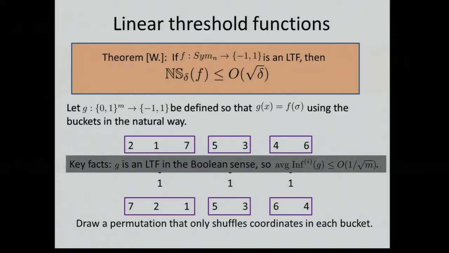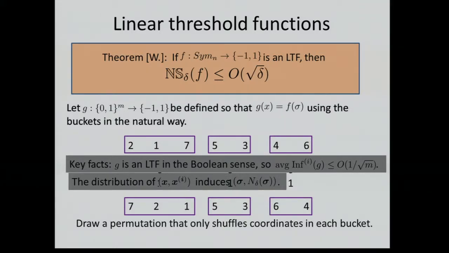The key facts here that I'll have to go through quickly is that g is actually a linear threshold function in the Boolean sense, because you can just look at how the weights play here. It plays very nicely. And so no matter what g happens to be, its average influence is actually very small. The influence like we saw before when we flip one of the bits.